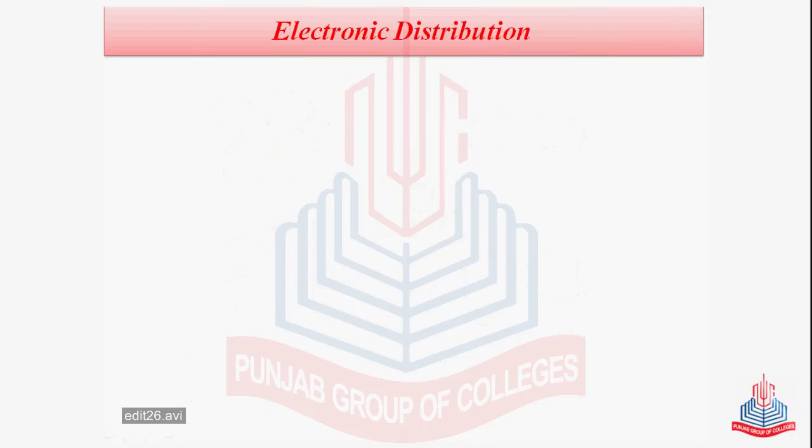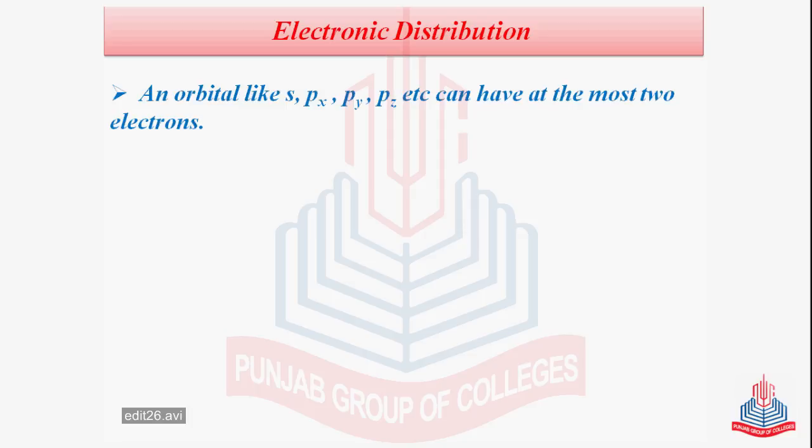Let us start the electronic distribution. Now, in order to understand the distribution of electrons in an atom, we must have an idea about various facts. जैसे कि एक ऑर्बिटल में कितने इलेक्ट्रॉन आ सकते हैं, इलेक्ट्रॉन को जब सेट किया जाएगा अकॉर्डिंग टू विच रूल्स किया जाएगा. How many maximum electrons can be accommodated in a shell or in a subshell? So, an orbital like s, p, d, f या px, py, pz can have at the most 2 electrons, not more than 2.